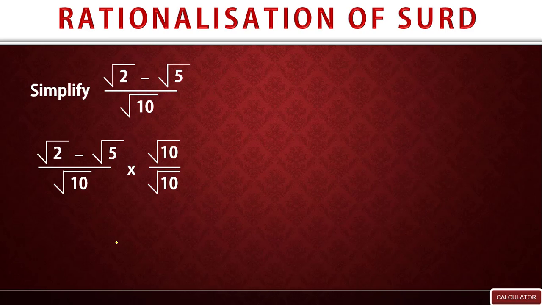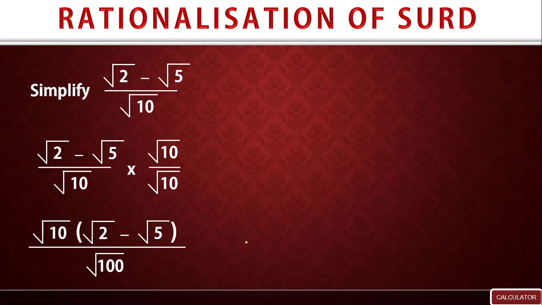Okay, so multiplying through now, we'll have root 10 into brackets root 2 minus root 5. Don't be confused here. This bracket means times. So all over root 10 times root 10. So 10 times 10 will give us what? That will give us 100. So we have root 100 there.